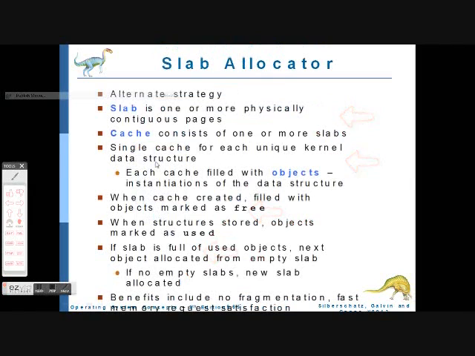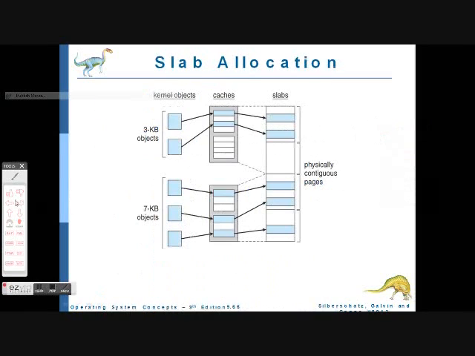Other than the buddy system, we have the slab allocator. The slab allocator is actually another alternate strategy. So a slab is one or more physically contiguous pages. So let's move to the next slide. This one.